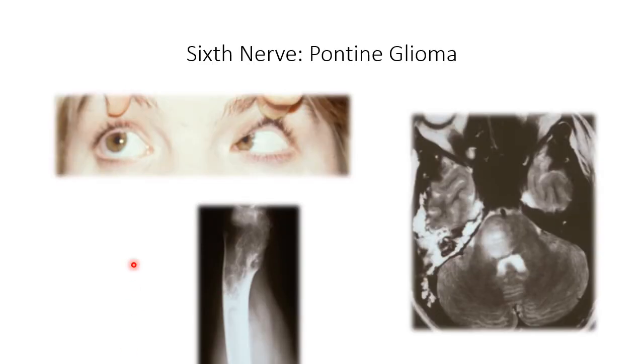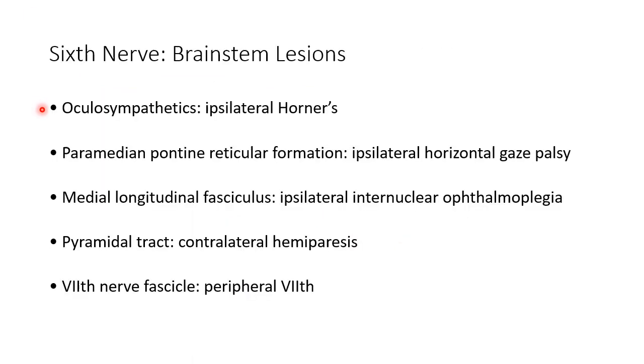Here's an example of a sixth nerve palsy due to an intrinsic pontine abnormality affecting the fascicle. This patient has a bony problem and has a subsequent pontine glioma. So one can also involve the oculosympathetics and have an ipsilateral Horner syndrome. Again, we discussed that if the paramedian pontine reticular formation is affected, one can have an ipsilateral horizontal gaze palsy.